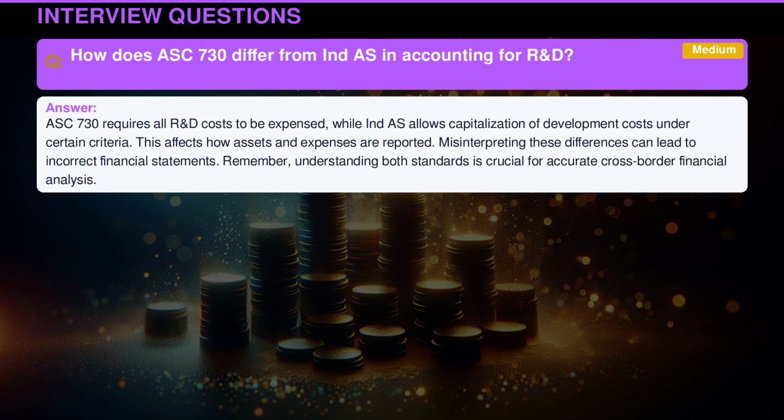ASC 730 requires all R&D costs to be expensed, while Indian Accounting Standard allows capitalization of development costs under certain criteria. This affects how assets and expenses are reported. Misinterpreting these differences can lead to incorrect financial statements. Remember, understanding both standards is crucial for accurate cross-border financial analysis.